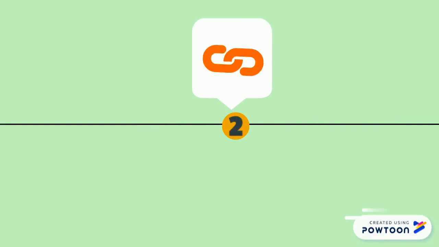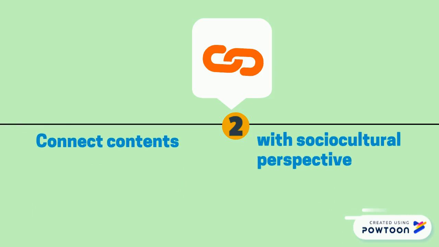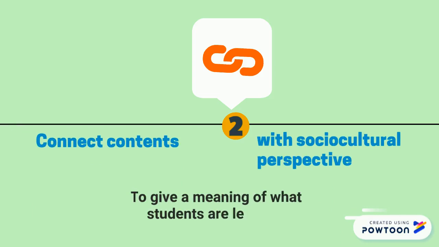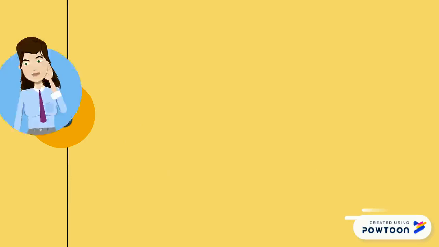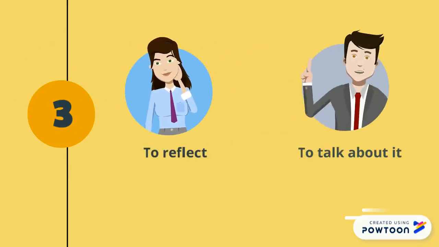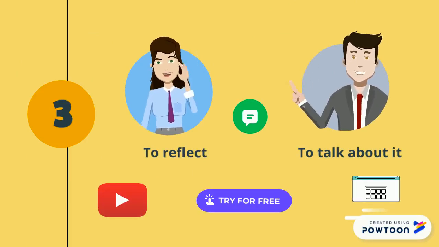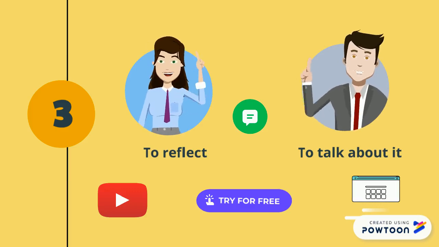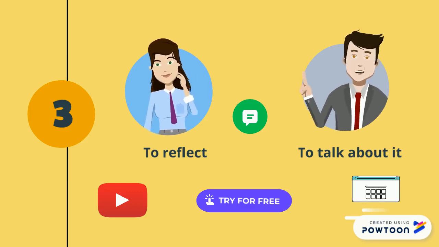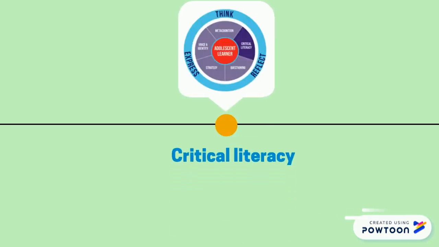After that, teachers have to connect what they are teaching with a sociocultural perspective to give meaning to what they are teaching. Then, teachers have to encourage students to reflect about what they have read and encourage them to talk about it using multimodal texts. Students can show their opinions and research using multimodal texts, such as creating a blog, a video, or a digital poster. And there is one last factor that needs to be included in all classes.